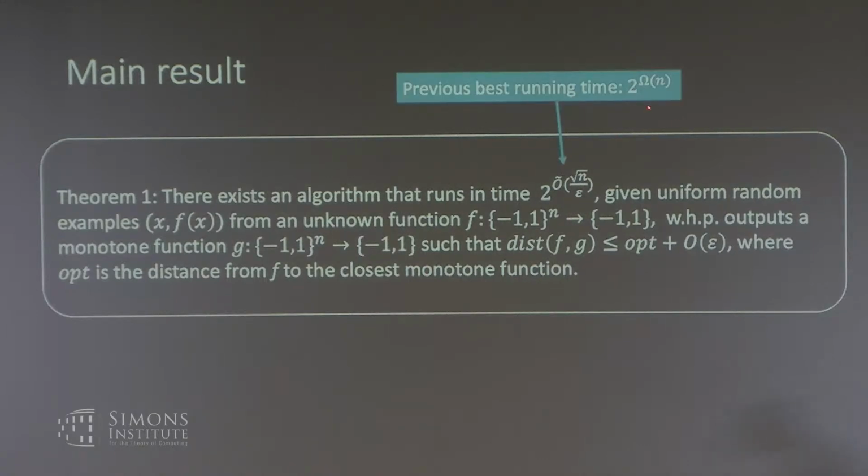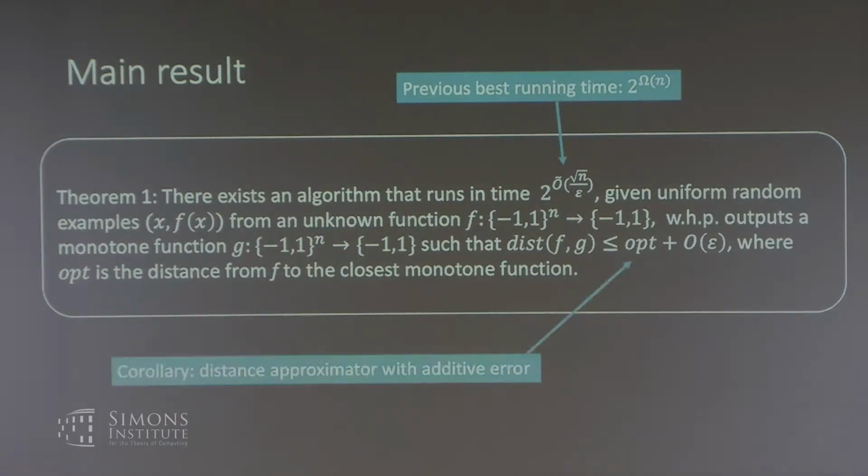Previous best running time is 2 to the omega of n for this problem. And I'll explain what that comes from in a bit. And also, any agnostic learner can be used as a distance approximator with additive error. So if you're interested in the question of approximating the distance of f to the nearest monotone function, you can do that by learning this proper hypothesis and then estimating the distance from f to the proper hypothesis.